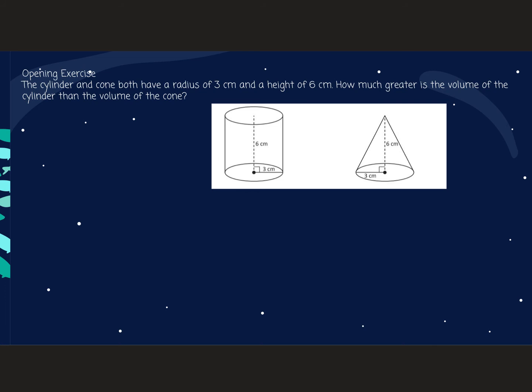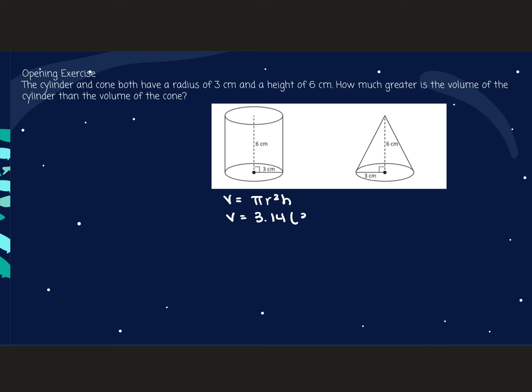If we remember from our previous notes, we know that the volume of a cylinder is pi r squared h, where r is the radius. Remember, radius is half of the diameter. So if we plug this in, remember we're using 3.14 for pi.